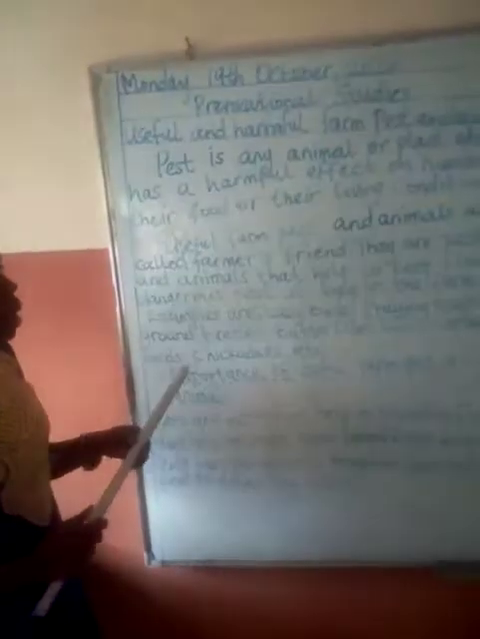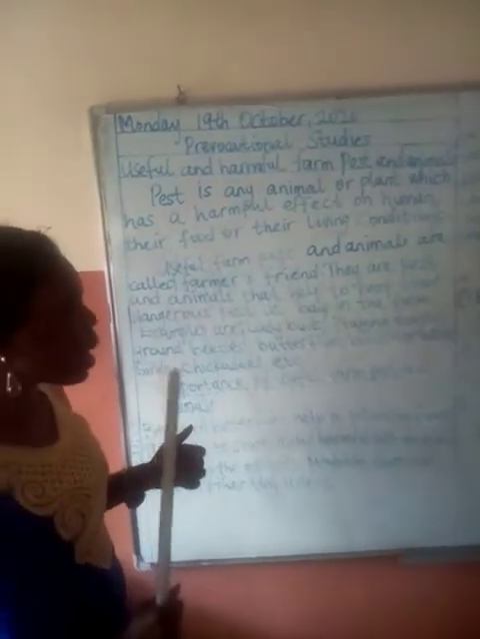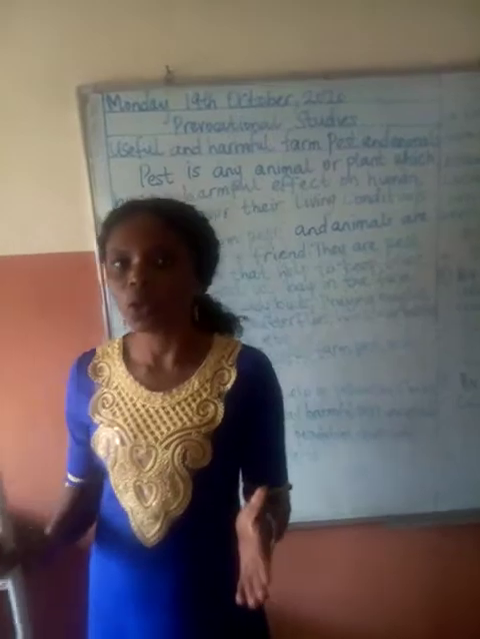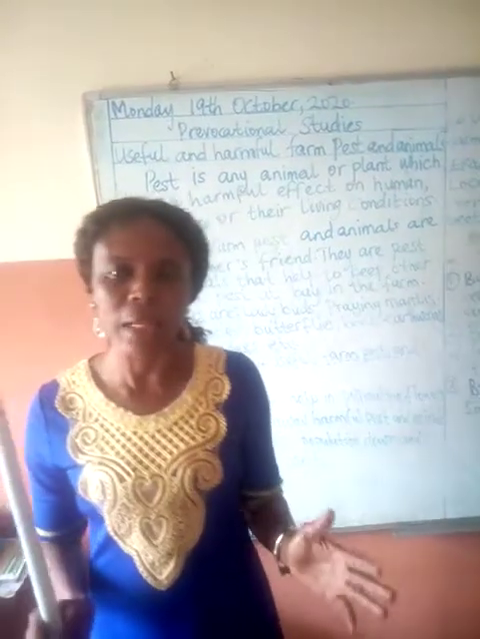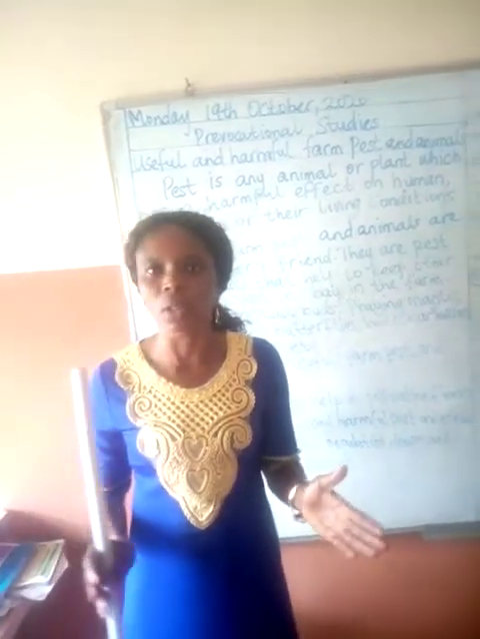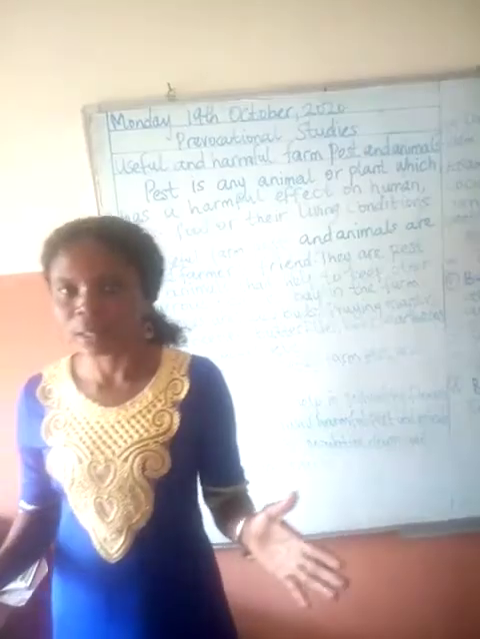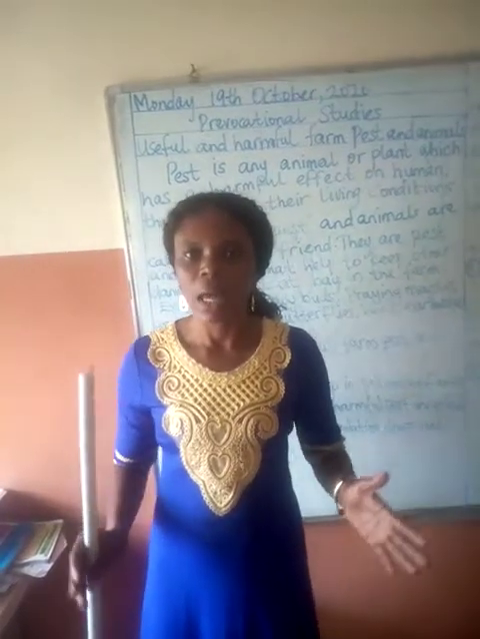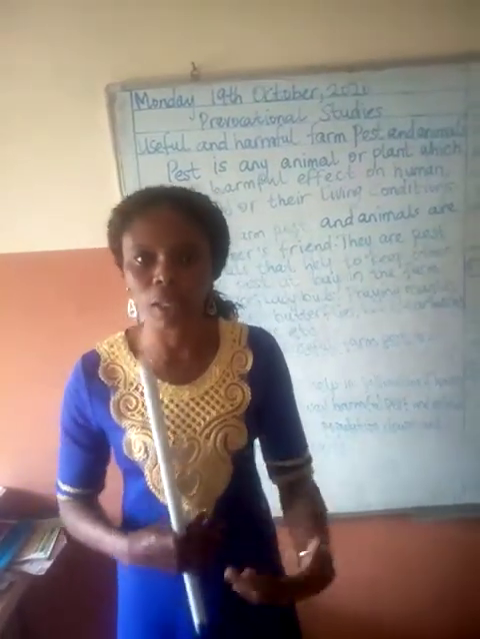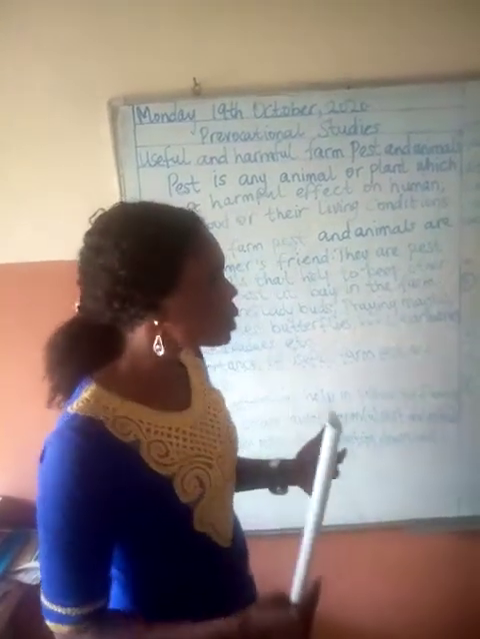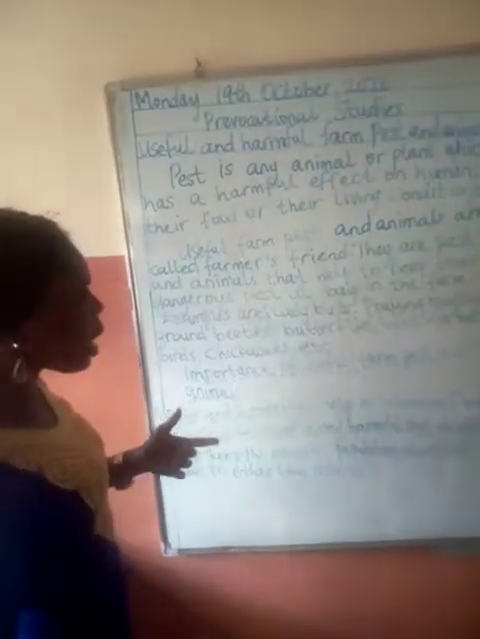Let's go to the next line. We have the useful farm pests and animals. On the farmland, we have some useful farm pests and animals, and we call these farm pests and animals farmers' friends. Why do we call them farmers' friends? They are called farmers' friends because they help the farmer to do some things they cannot do on their own on the farmland.